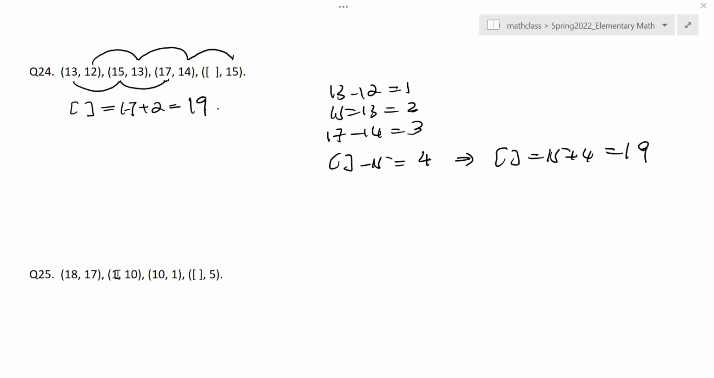My mistake. Type, that's 14, 10. Yes, then you can solve the problem. Yeah, 18, 17, 14, 10, 10, 1, something, 5.